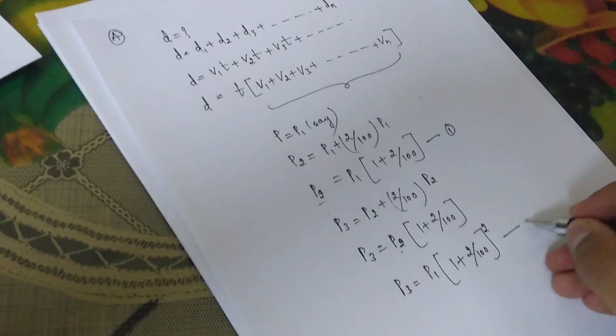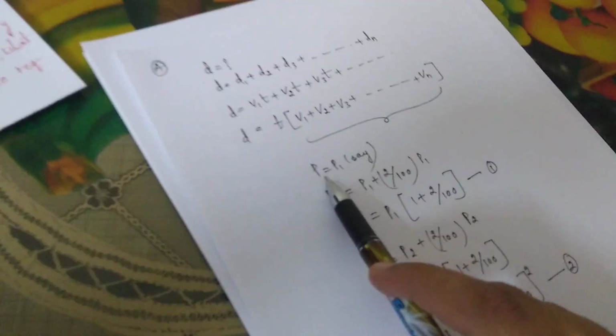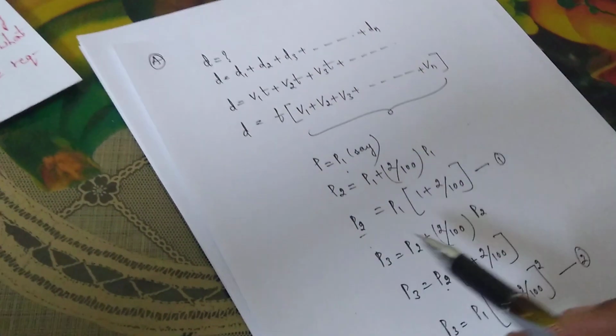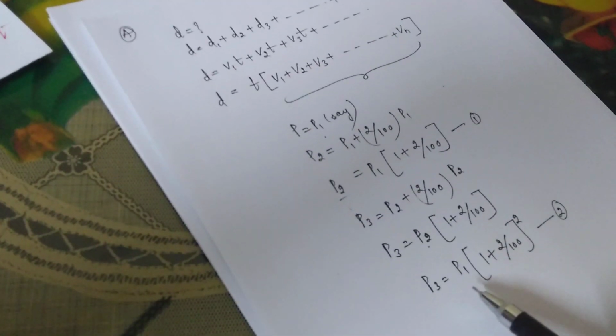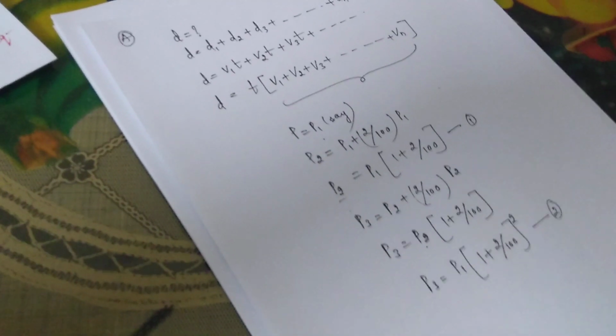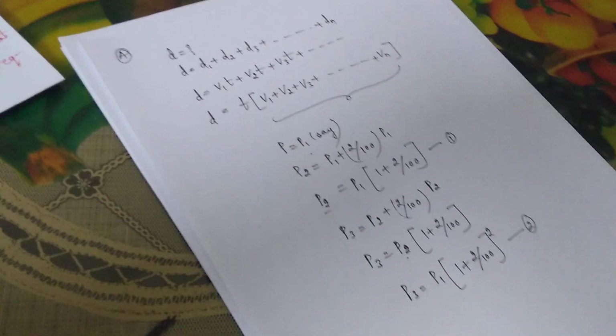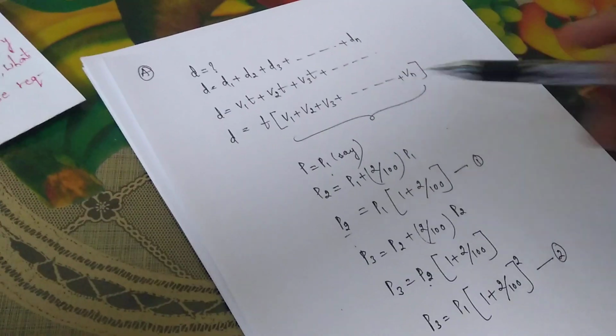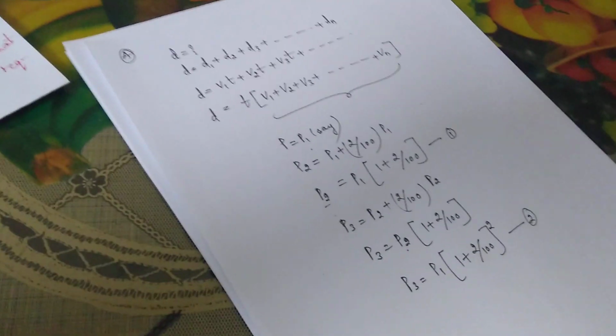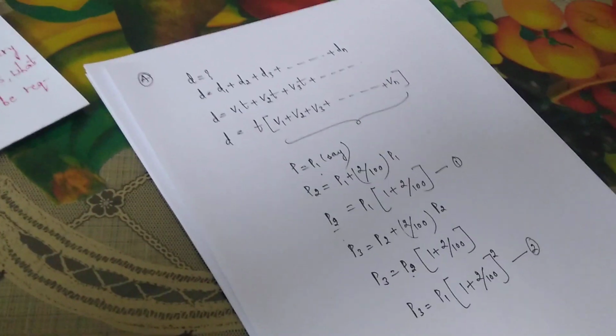So you can already see that the momentum increases in geometric progression. P equals P1 for the first section, for the second section it is P1 into (1 plus 2/100), and for the third section it is P1 into (1 plus 2/100) whole squared. So this is in geometric progression. But we need the velocity, and they have given the momentum. So how are we exactly going to find the velocity? Here lies the trick.